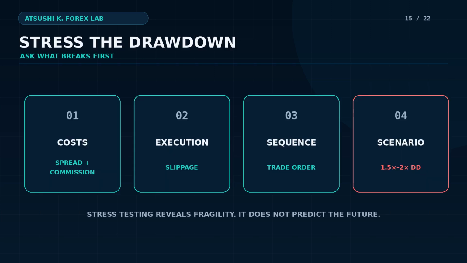I also want to stress the drawdown before trusting the headline number. Increase spread and commission assumptions. Add reasonable slippage. Test different dates and symbols where appropriate. Reorder trade results with a Monte Carlo-style simulation to see how losing streaks can cluster. Then examine a scenario where drawdown is materially worse than the historical maximum. This does not predict the future. It reveals fragility. If a small change in cost or trade order turns a manageable decline into a severe one, the original risk setting may leave too little room for normal uncertainty.